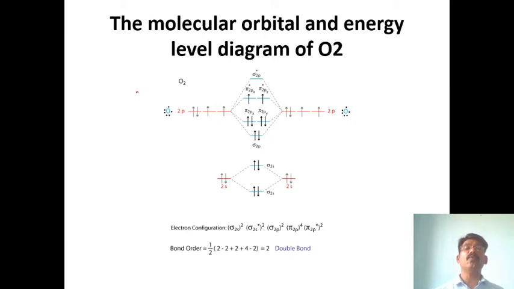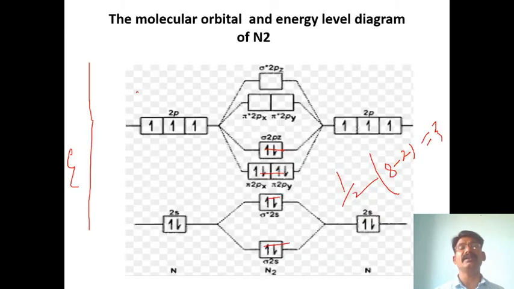So next, the oxygen molecule. Here also the same: draw the energy level diagram of oxygen, and what is the magnetic property, and what is the bond order. And one more thing before going to discuss that: sometimes they will ask for the electron configuration also. So what is the molecular electronic configuration? This one is the atomic electronic configuration, but here we need the molecular configuration.